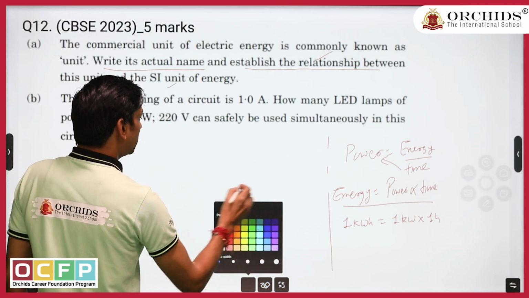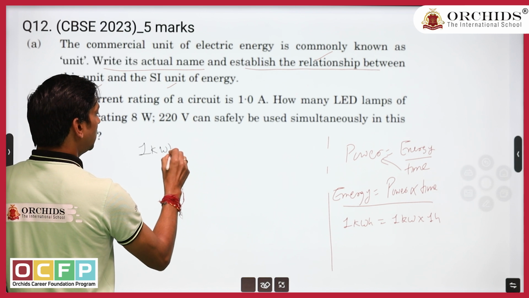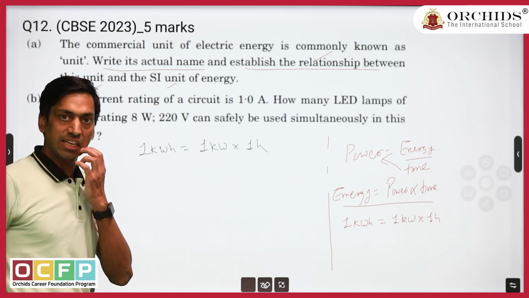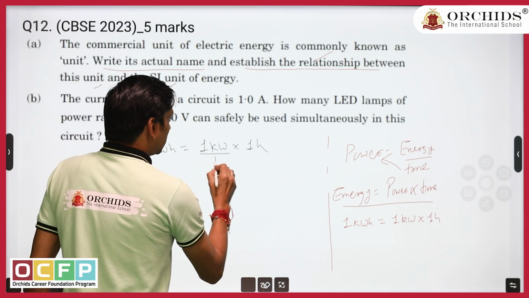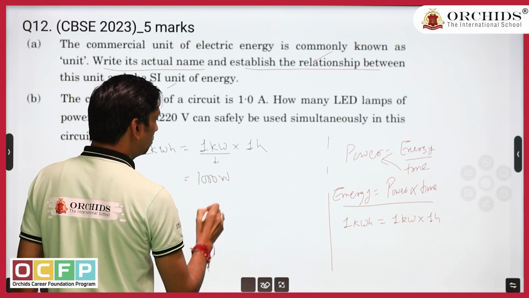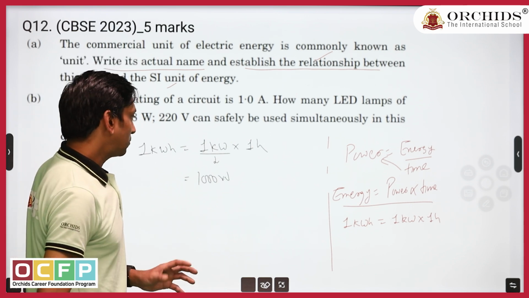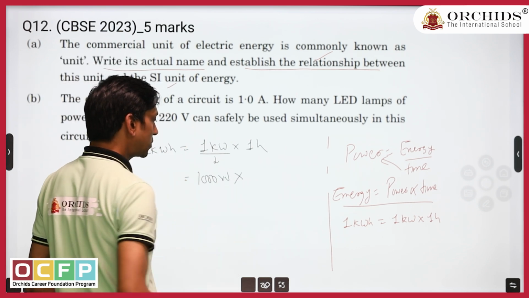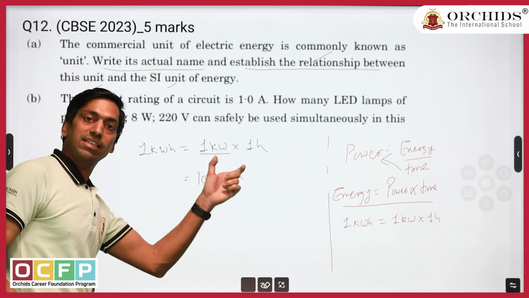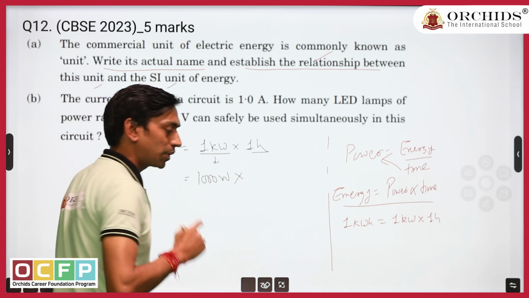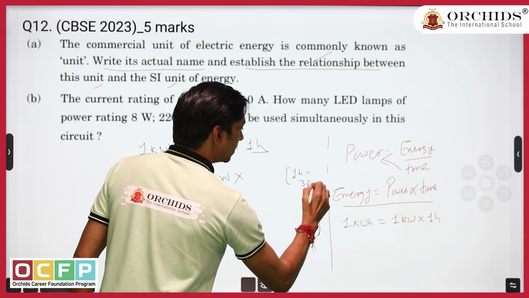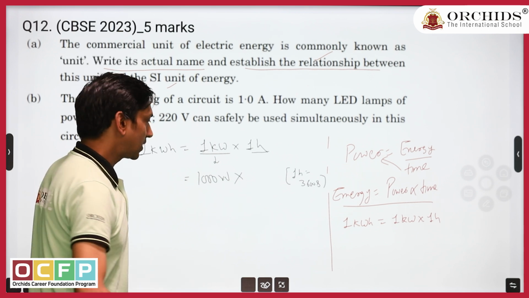So let's put in the values. 1 kilowatt hour means an appliance of 1 kilowatt running for 1 hour. 1 kilowatt can also be written as 1000 watts. The SI unit of power is the watt, but the watt is a very small unit, which is why we use bigger units. So 1000 watt multiplied by 1 hour. The SI unit of time is the second, and 1 hour equals 60 minutes times 60 seconds, which is 3600 seconds.